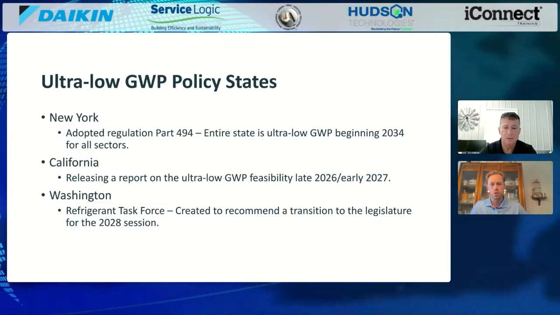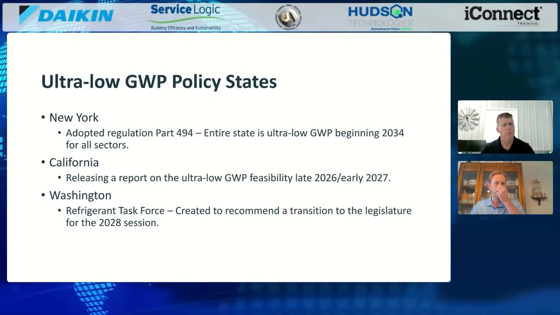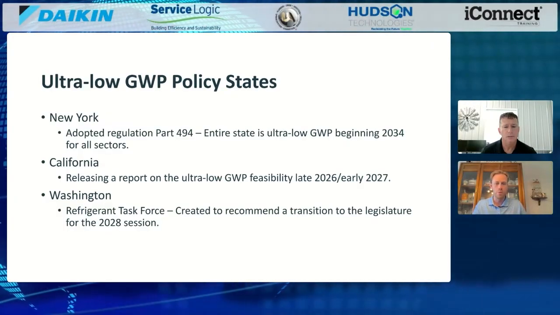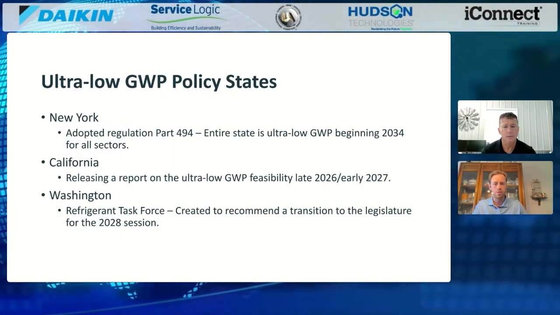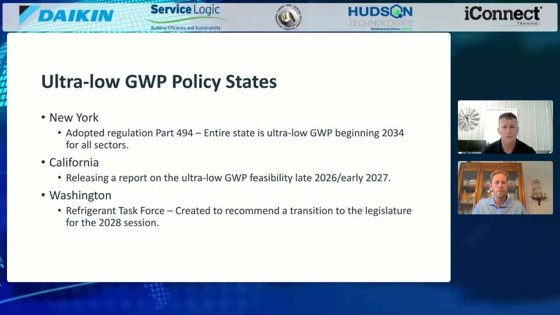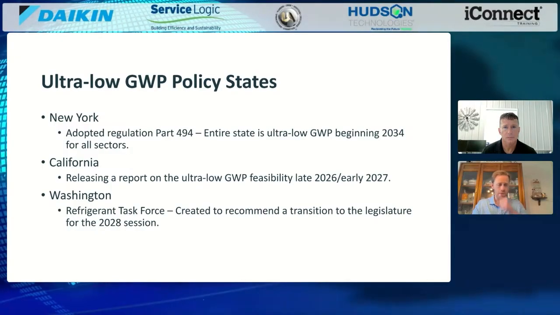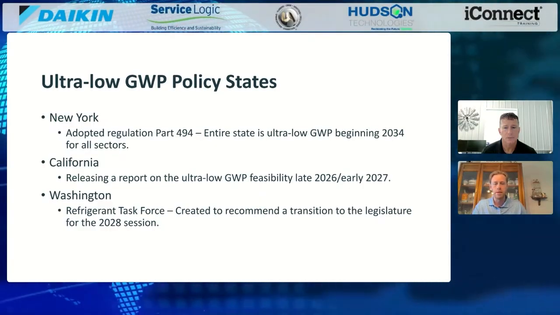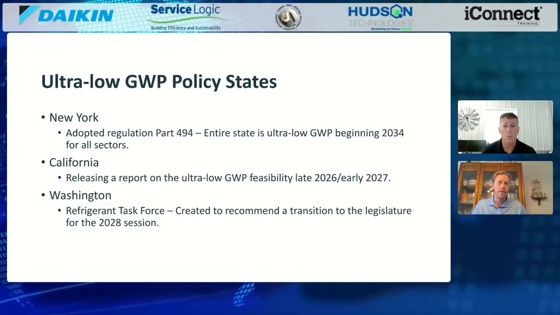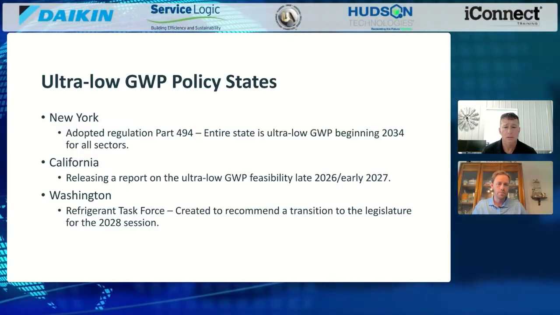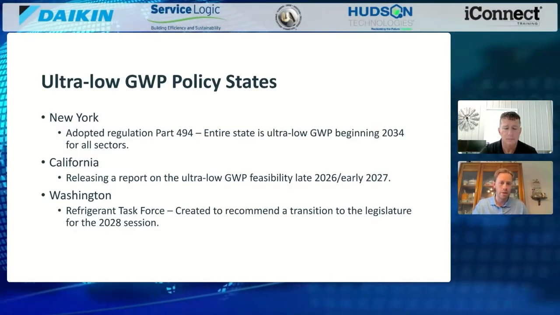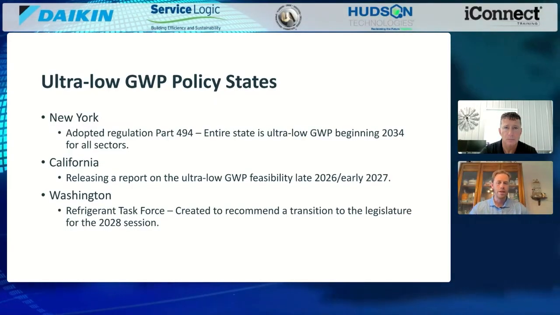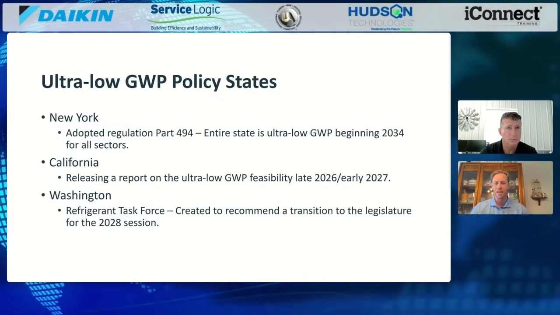And then there's also Washington, who in the last session of 2025 passed House Bill 1462, which told the Department of Ecology to create a task force that will make a recommendation on a transition plan for the legislature to act on in the 2028 session, with a low and ultra low GWP transition for refrigerant. Now, keep in mind, they call GWP there 150. They don't say low GWP and mean A2Ls. When they say low GWP, they mean 150. So that itself is going to be a conversation, let alone the ultra low GWP of that task force.